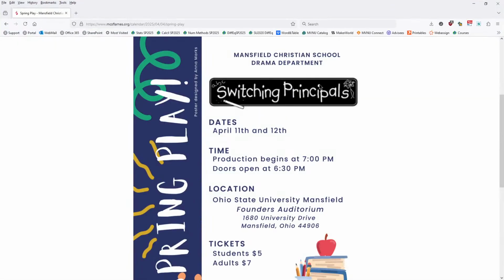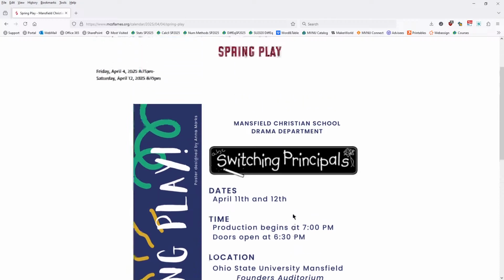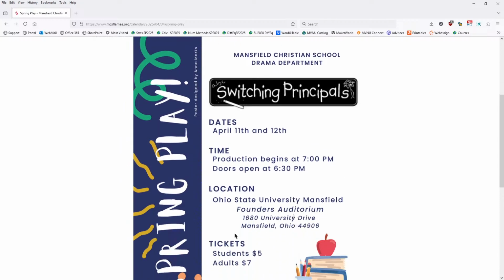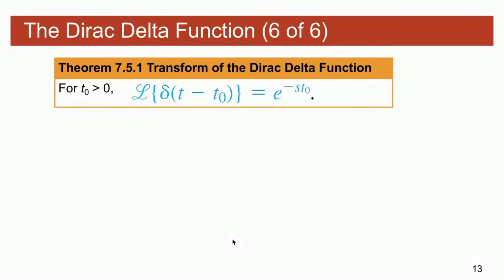It looks like, I don't know what this is, switching principles. So, yeah. But yeah, we can go. I was hoping it was something that we could make fun of, but I don't want to make fun of the principles. So we'll just leave them alone. But anyway, getting back to this.